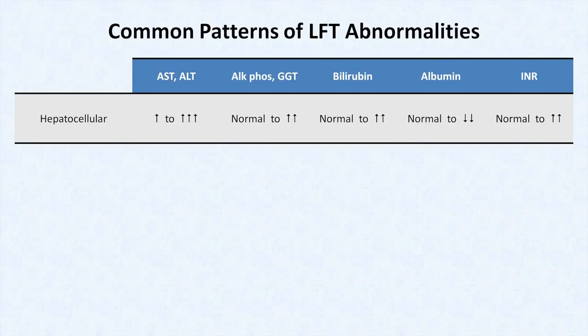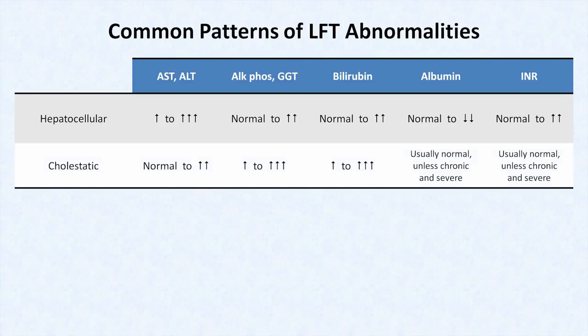In this, the AST and ALT are mildly to severely elevated. ALK-Phos and GGT, as well as bilirubin, are normal to moderately elevated. Albumin is normal to moderately decreased, and the INR is normal to moderately increased. Next is the cholestatic pattern, in which the aminotransferases are normal to moderately increased. ALK-Phos, GGT, and bilirubin are mildly to extremely elevated, and the albumin and INR are usually normal unless the cholestatic process is chronic and severe.